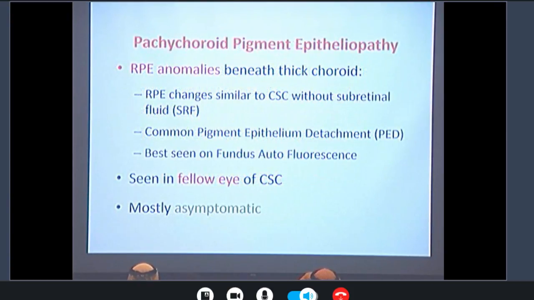The first one is pachychoroid pigment epitheliopathy. We're talking about a phenotype of disease that is caused only by anomalies in the retinal pigment epithelium that happen beneath a thick choroid. These changes are very similar to what we see in central serous chorioretinopathy, but without subretinal fluid. What you really want to find in this disease is pigment epithelial detachment, and all the alterations of the RPE you are going to see very well with fundus autofluorescence. The most frequent way to find this disease is to look at the fellow eye of patients with a previous CSCR. And this disease is mostly asymptomatic.